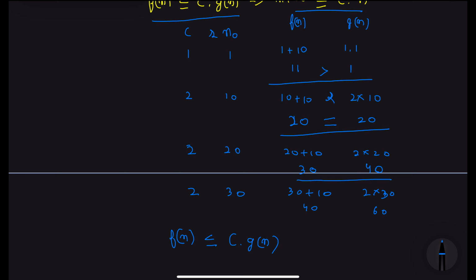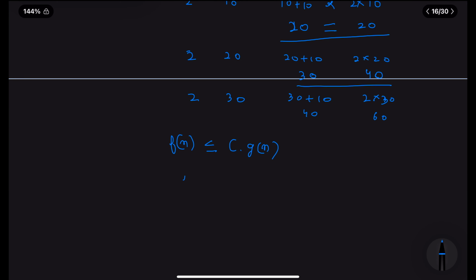So we can say that f(n) is big O of g(n), which is n plus 10 is big O of n. So here the value of c we got is 2 and n naught is 10. If we increase the value of n after 10 and keep c constant, it will always satisfy the condition.